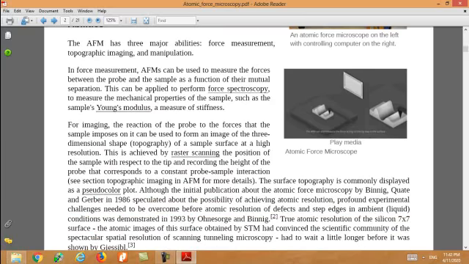For imaging, the reaction of the probe to the force that the sample imposes on it can be used to form an image of the three-dimensional shape of a sample surface at a high resolution. This is achieved by raster scanning the position of the sample with respect to the tip and recording the height of the probe corresponding to constant probe-sample interaction. The probe tip scans the sample in all three x, y and z directions.